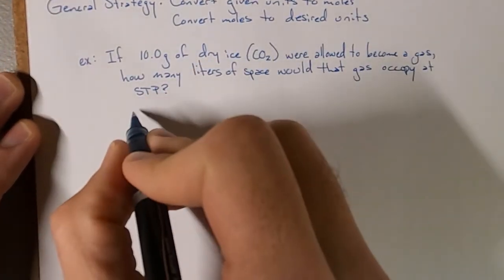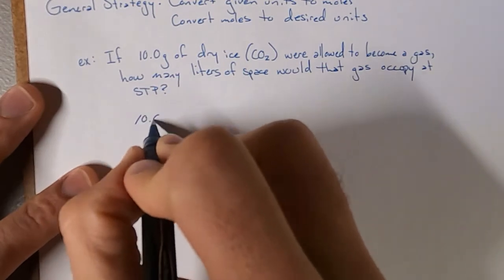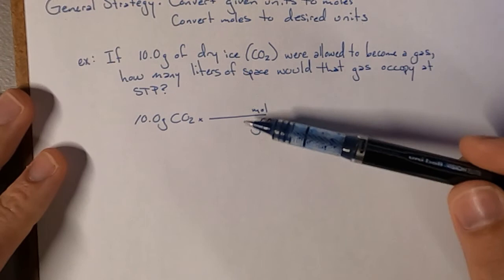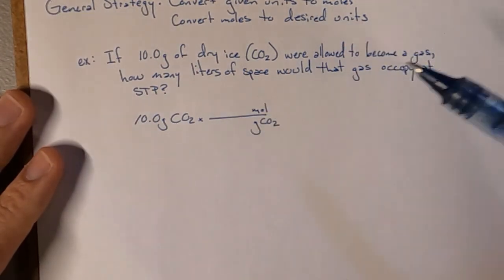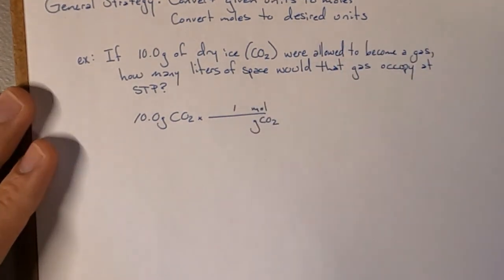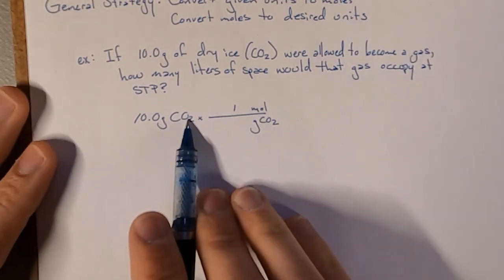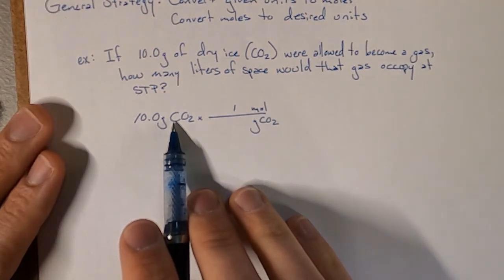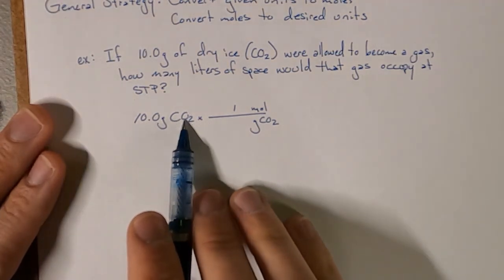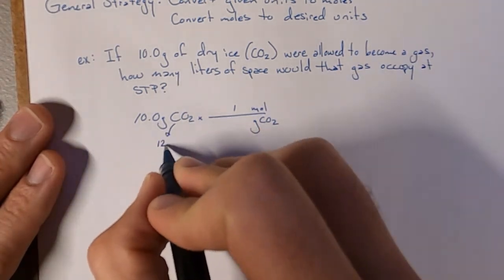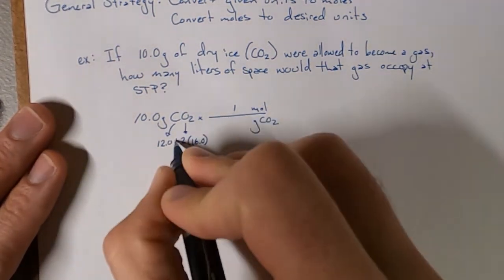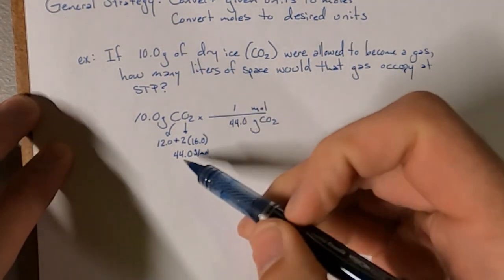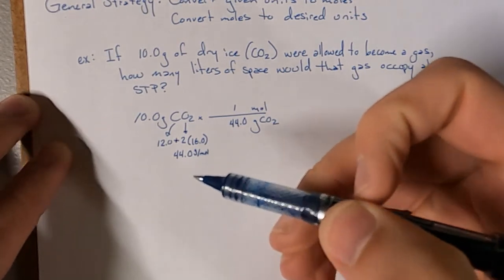We have 10.0 grams of CO2 to start off. The relationship between moles and mass in grams is that 1 mole is equal to something's molar mass. And the molar mass would be adding the atomic mass of all atoms in the substance, 1 carbon and 2 oxygens. And we get that CO2 has a molar mass of 44.0 grams per mole.